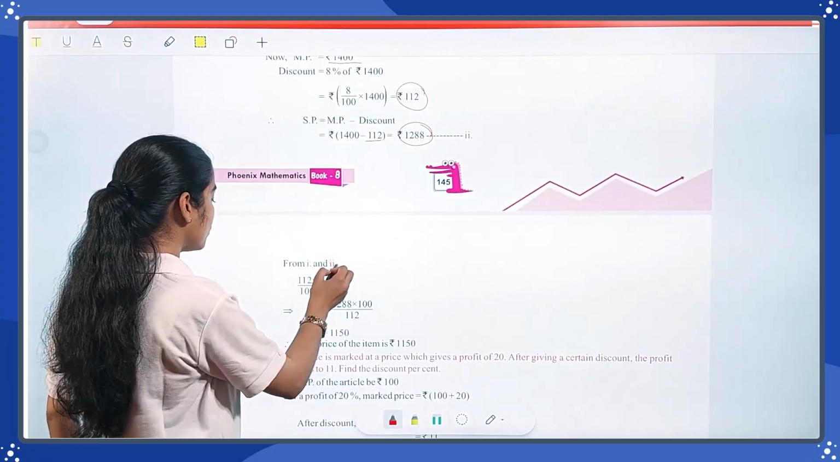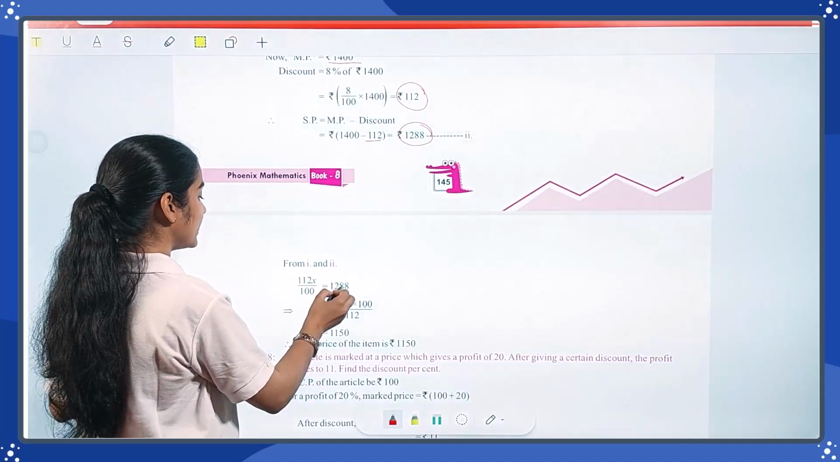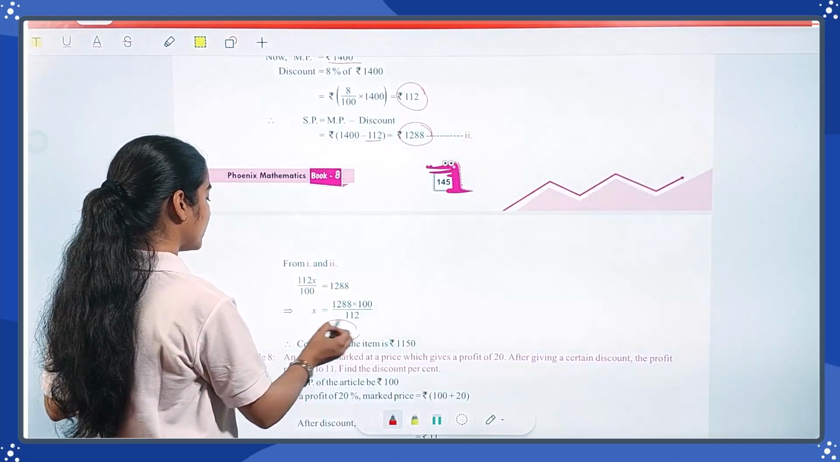Now from 1 and 2 we can get 112x upon 100 is equal to 1288, so x is equal to 1150.